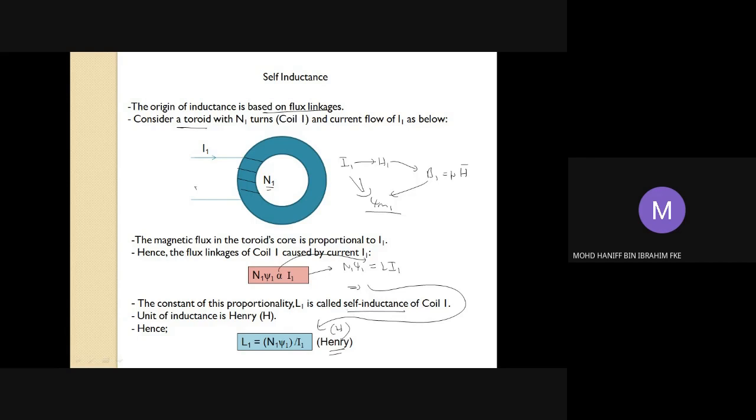Okay, right. So I hope that you understand now what the self-inductance is. In short, we can say that the self-inductance is the ratio between the total flux produced by the current, divided by the current that produced the flux. So that should be the self-inductance equation.